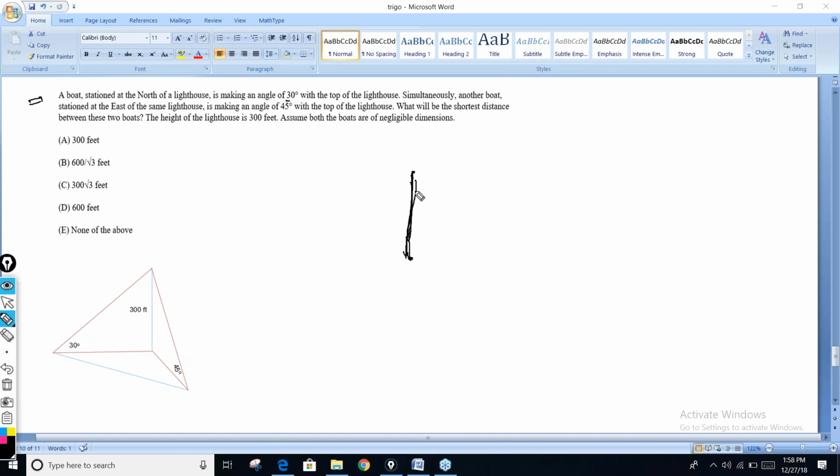A boat is somewhere here, and this lighthouse is straight, standing on the ground. So the top of the lighthouse is making the angle of 30 degree with the boat. Simultaneously, another boat is stationed at east of the same lighthouse, making an angle of 45 degree with the top of the lighthouse. So another boat is somewhere here, let's say, which is making an angle of 45 degree. There is again a 90 degree. Do not think it is a tilted line.